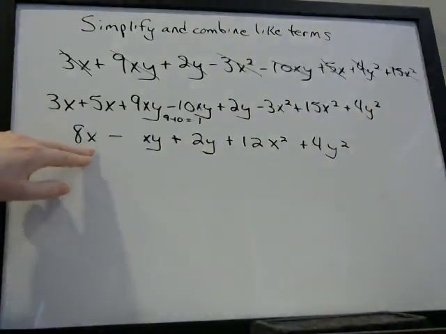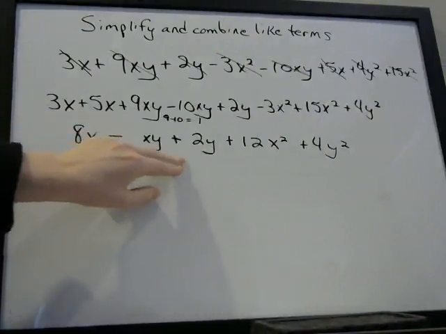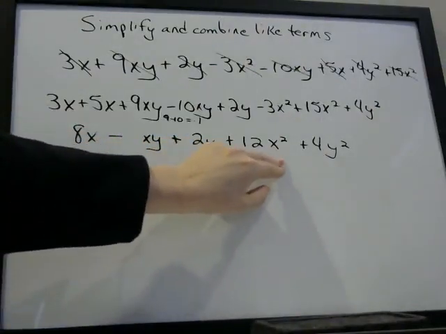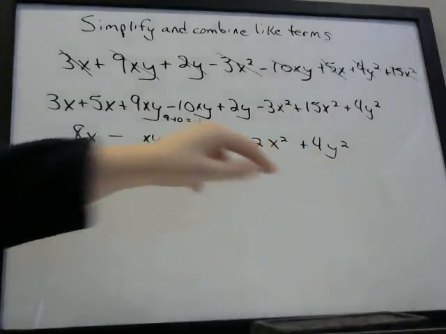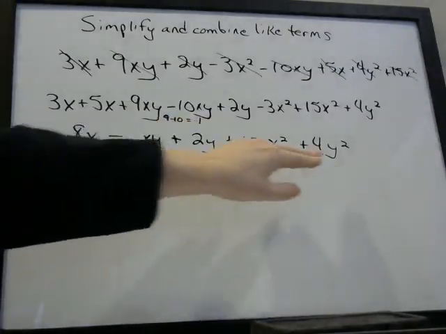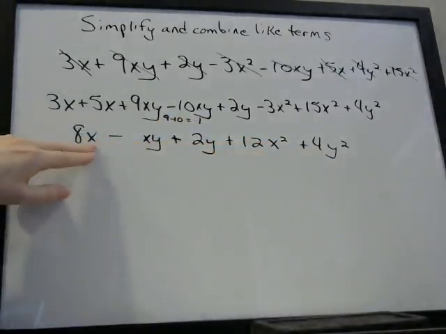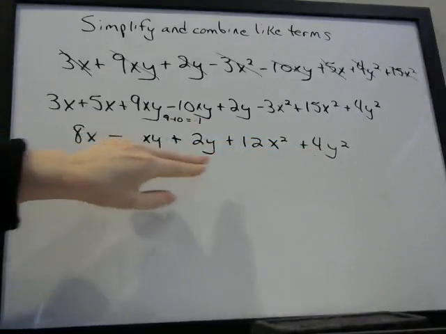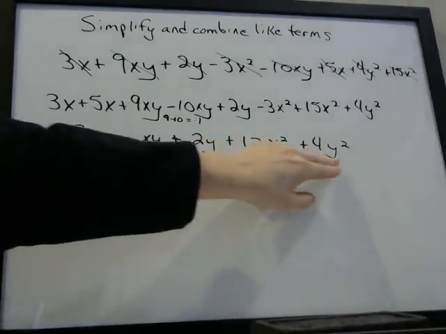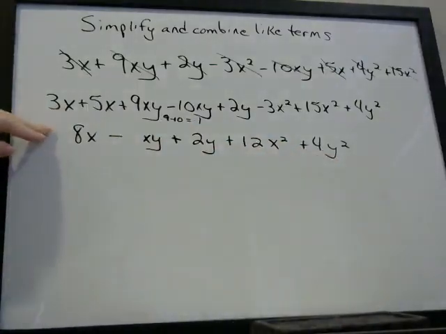So we have 8x minus xy plus 2y plus 12x squared plus 4y squared. There's no other x's, no other xy's, no other y's, no other x squareds, no other y squareds. So this is the simplest form that we can write this in. So that would be the answer to this problem.